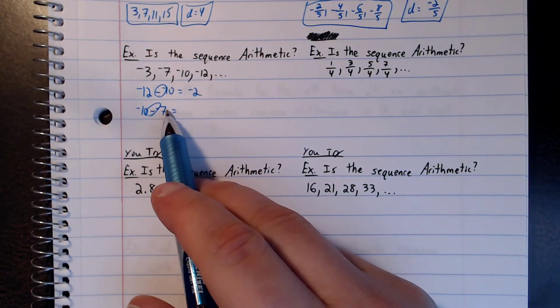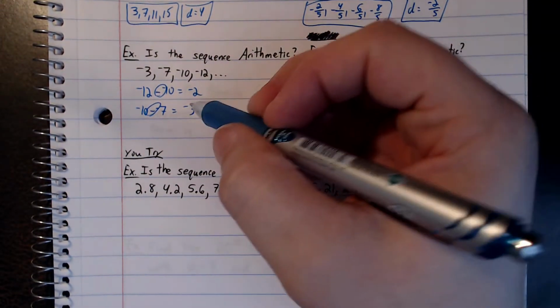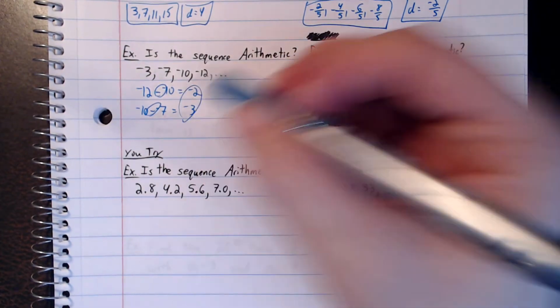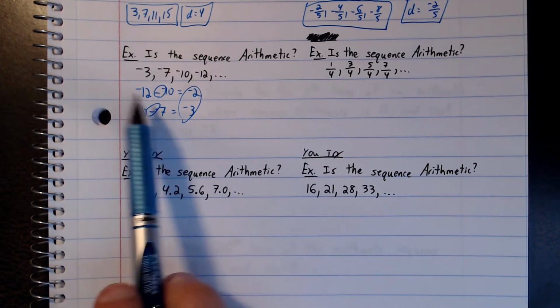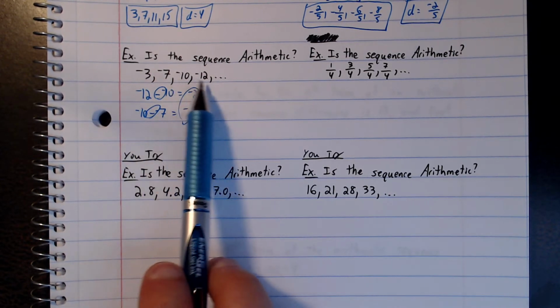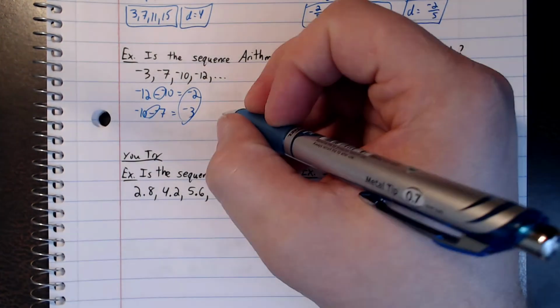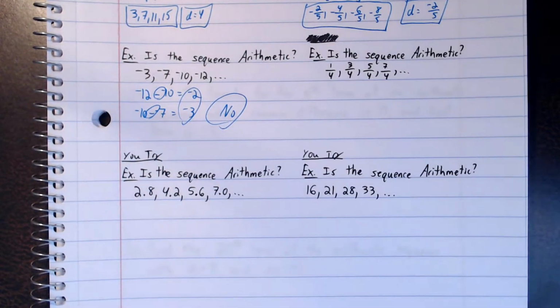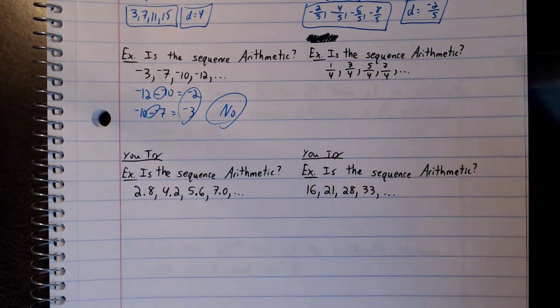Right? So negative 10 plus 7 is negative 3. I don't have to go any further. This is not the same difference between the numbers. And if I were to even check, this is going to be negative 4 in between. So we're not adding or subtracting the same amount. So this can't be arithmetic. It doesn't fit the definition. Let's check out this one.